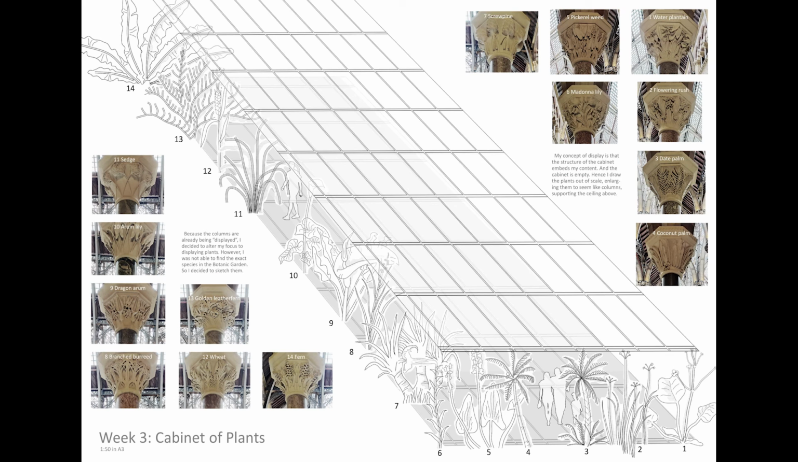My concept of display is that the structure of the cabinet embeds my content, and the cabinet is empty. Hence, I draw the plants out of scale, enlarging them to seem like columns, supporting the ceiling above. I imagine them to be 3-meter tall columns, creating a space just like the court of the museum, where people can walk in and out.